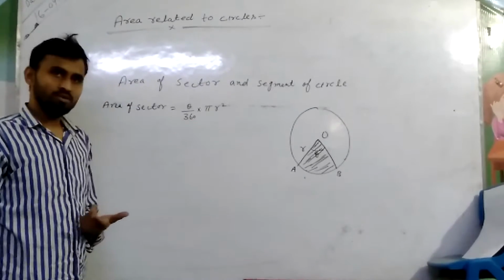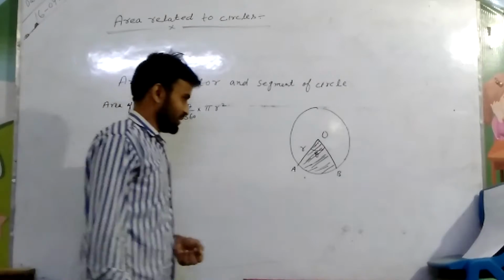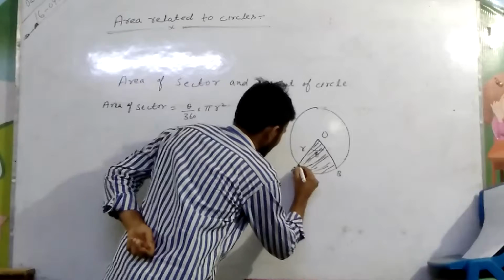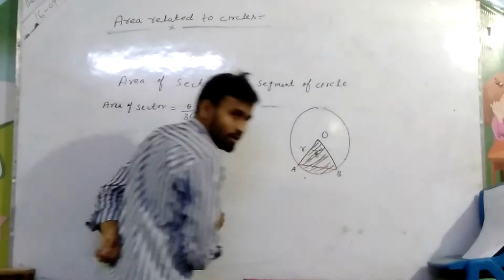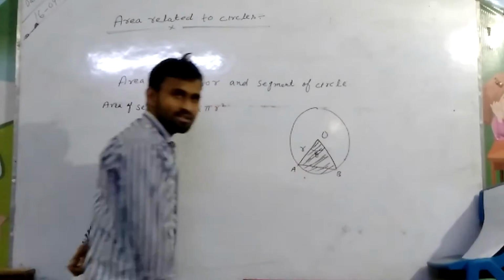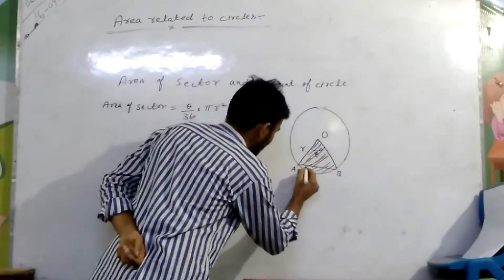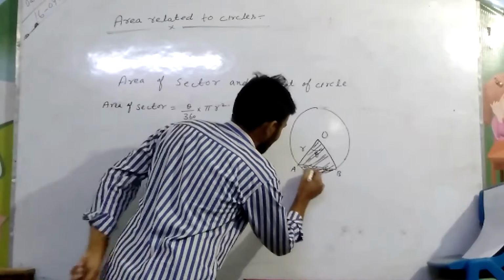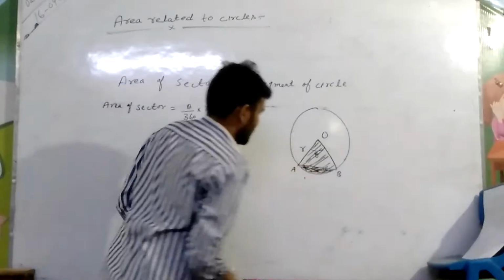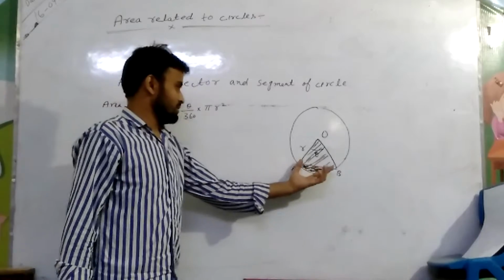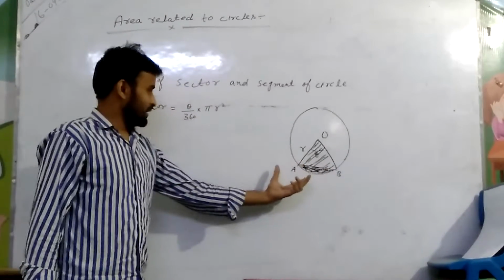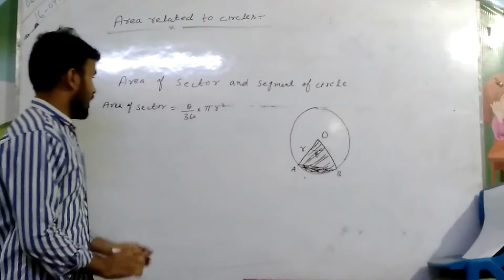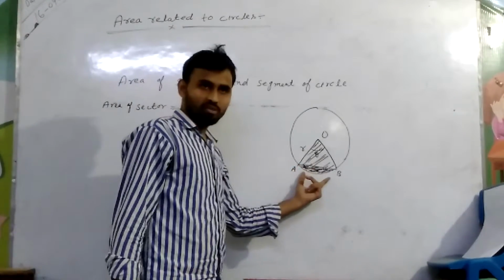Now we discuss the segment. What is a segment? The portion of the circular region between a chord and an arc is called a segment. This part is called a segment. The portion between a chord and an arc is called a segment. How to find the area of a segment?